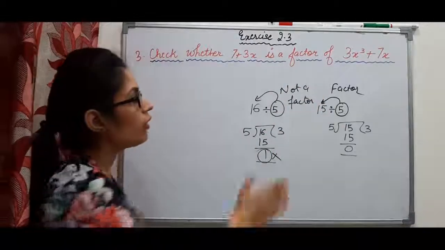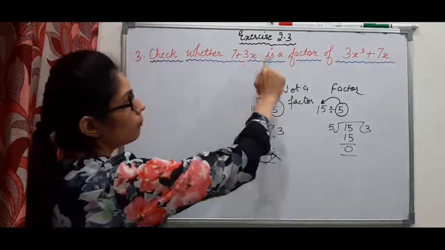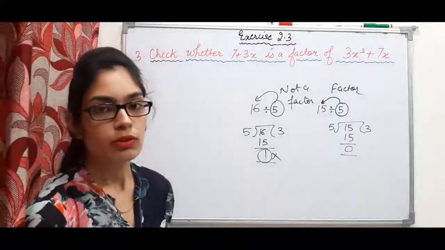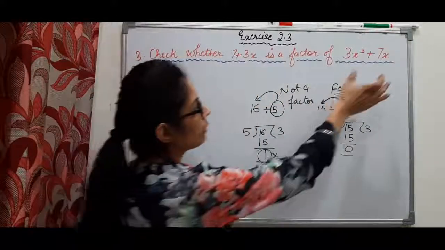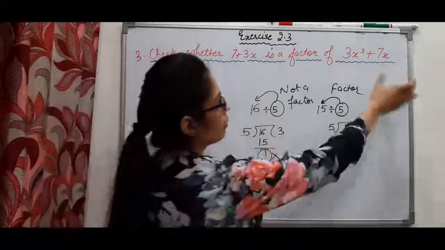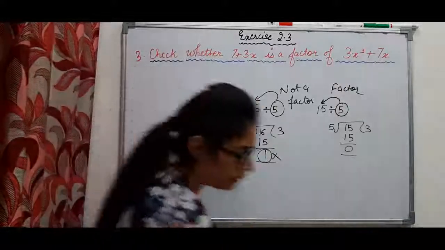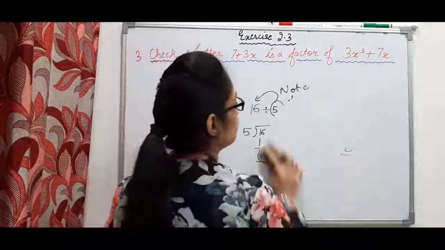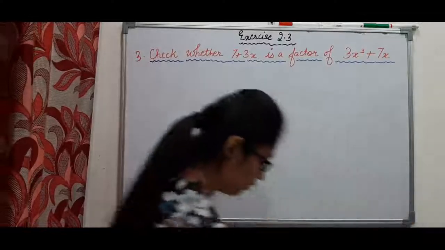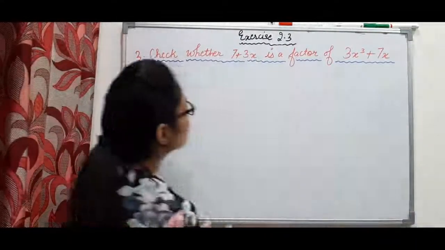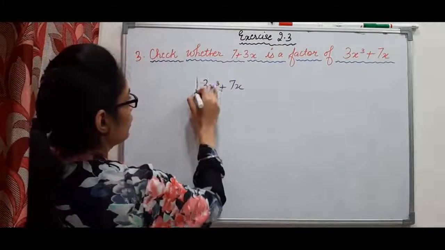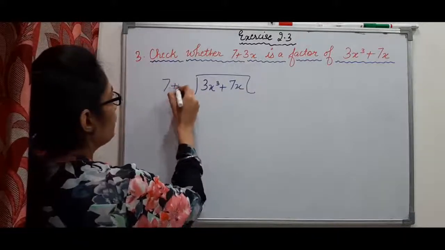So the same concept we have to apply while solving this question. You have to do division, and if you are getting 0 as your remainder, then this will be a factor of this, since this is the divisor. If you are not getting 0, then this will not be a factor of this. So this concept we have to apply, which means we have to do long division, which I am sure you have understood by now, but I will do this sum with you now. 3x cube plus 7x. So this has to be divided by 7 plus 3x.